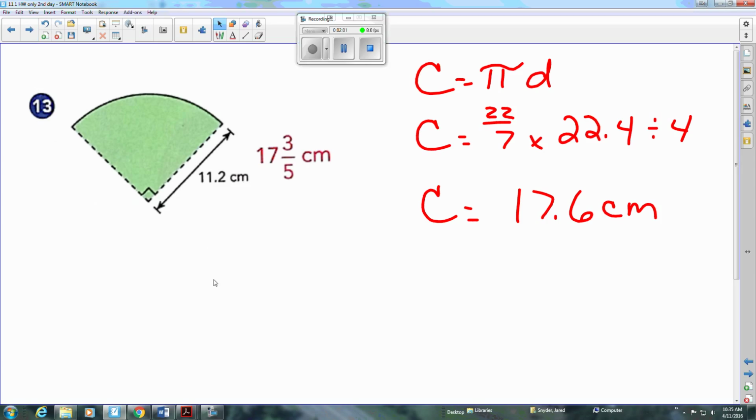Same idea. You double up the radius, so you get 11.2 plus 11.2 is 22.4. Then we multiply it by 22/7, divide it by 4. You get 17 and 6/10, or 17 and 3/5. The reason why we divided it by 4 is this arc right along here is 1/4 of a whole circle.